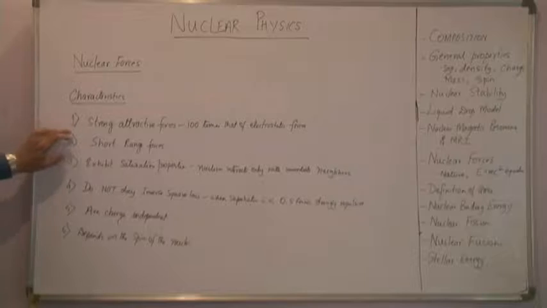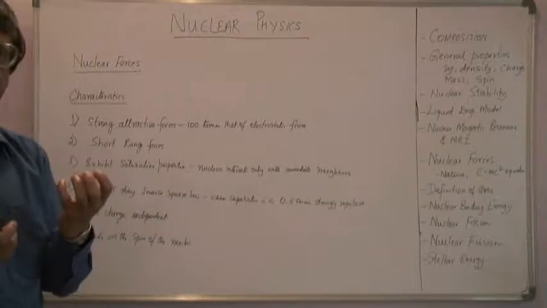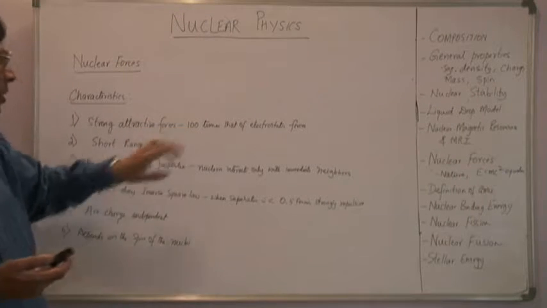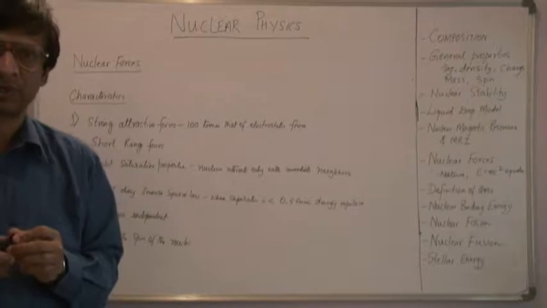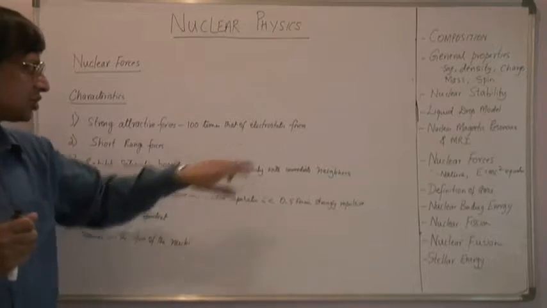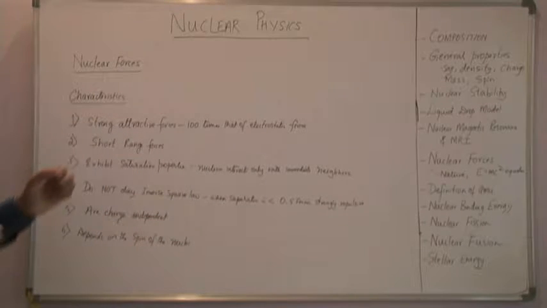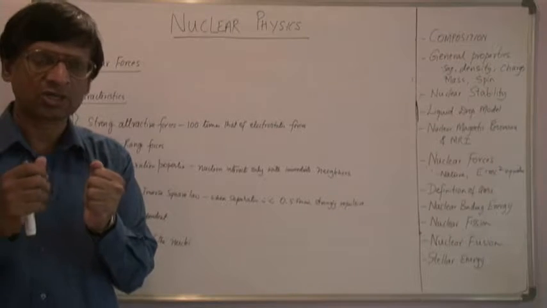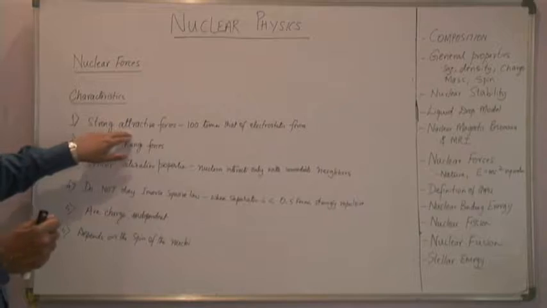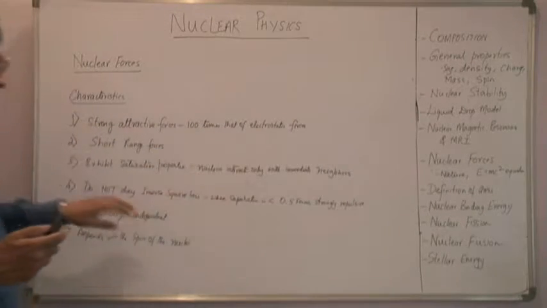So the first point is, they are strong attractive forces. The nuclear forces are attractive in nature and they are quite strong. How strong are they? It's about 100 times that of electrostatic forces. So if a proton and proton were repulsive in nature, that would be the electrostatic force. And since the nuclear forces are very strong, although the protons are positively charged, they are held together because of nuclear forces. These forces are about 100 times stronger than the electrostatic forces.